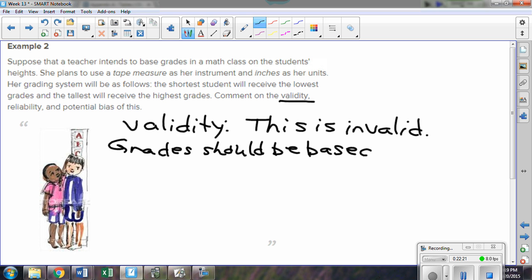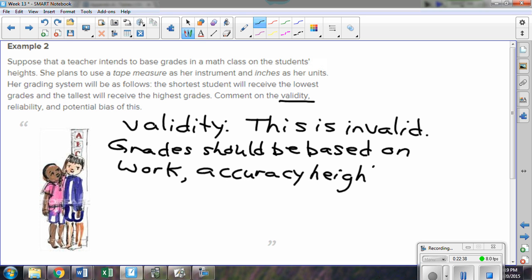So what do you think? Where should your grades come from? Grades should be based on the work you do, accuracy on that work. Sammy's still throwing height out there. We're still rejecting it. But we could look at exam scores, homework scores, quiz scores, but basically your math grade should be based on the math that you're doing. Size of your feet, sure. All right, here's our new grading system. People with the biggest feet get the lowest grades.